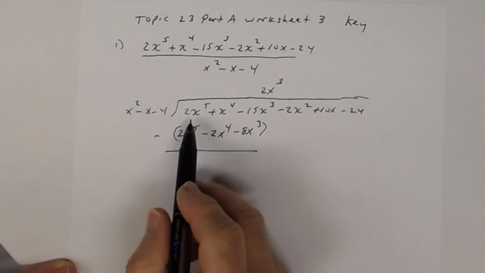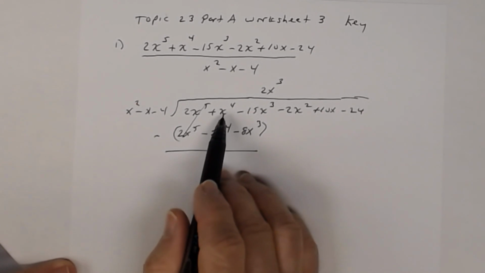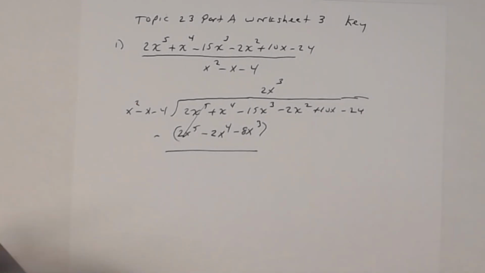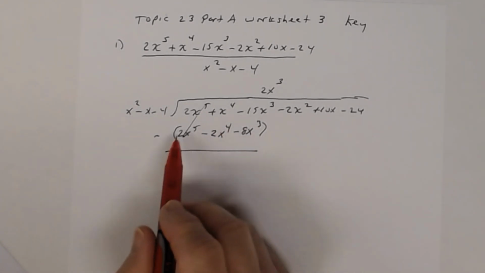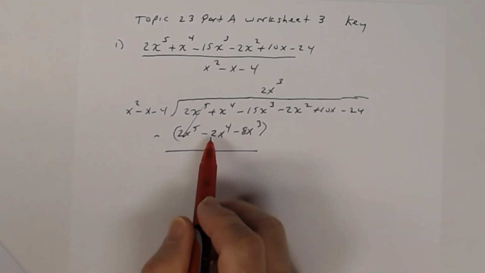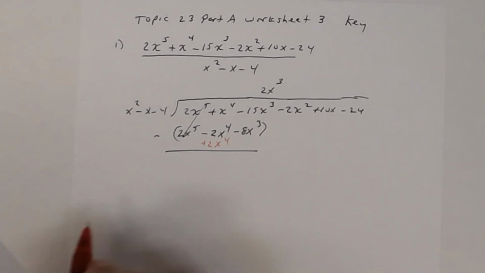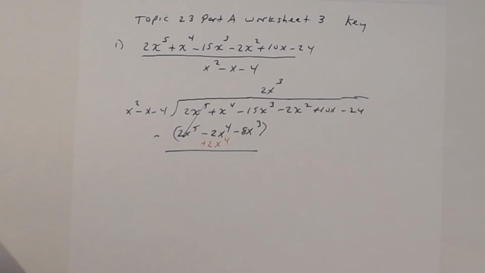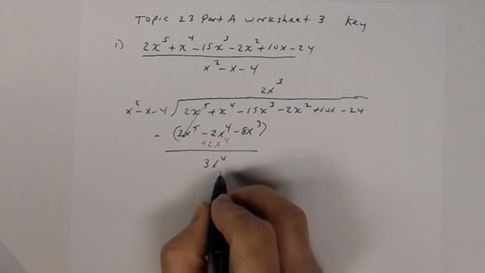Now 2x to the fifth minus 2x to the fifth is 0. Then x to the fourth, subtract a negative 2x to the fourth. Now remember what that does. If you need to write out what you just did, go ahead and do that. Subtracting a negative 2x to the fourth means the same thing as adding a positive 2x to the fourth. So you have x to the fourth and a positive 2x to the fourth, which is 3x to the fourth.